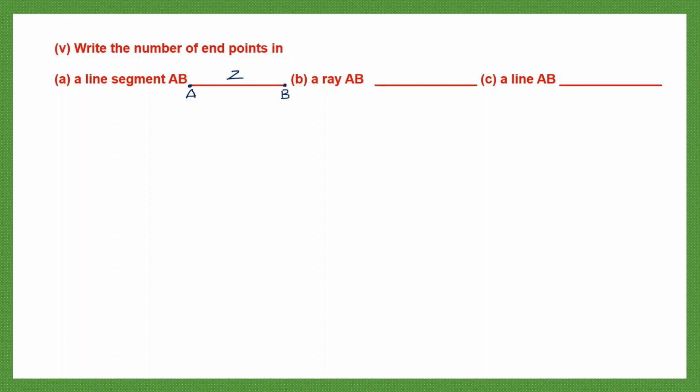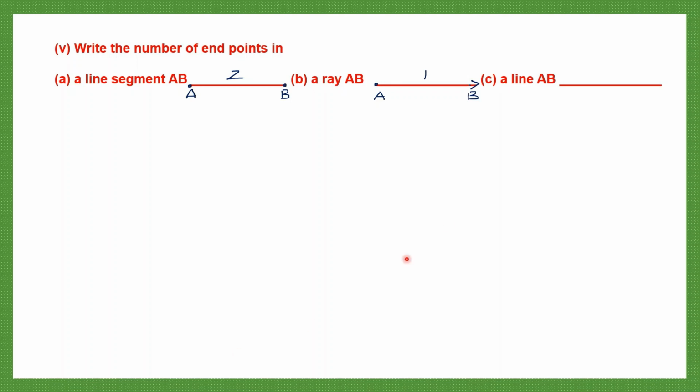Now question B says, a ray AB. Now let's take this as the ray. If this is the ray, then there should be an arrowhead at one end. So let's put an arrowhead here. Now if this is the ray, then it has an arrowhead at one end and the other end is fixed. So this is the fixed point. So let's name this as AB. So this is ray AB. And at one end there is an arrowhead to show that the ray goes on endlessly and the other end is fixed. So there is only one endpoint in a ray. So the answer here is 1.